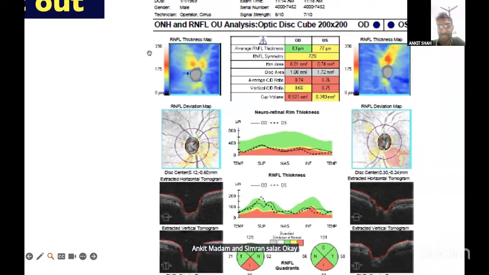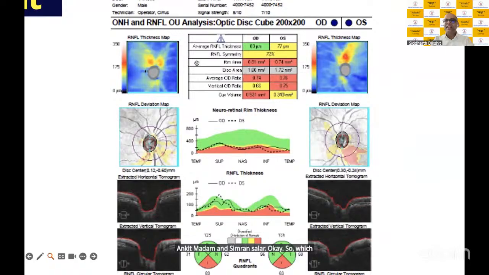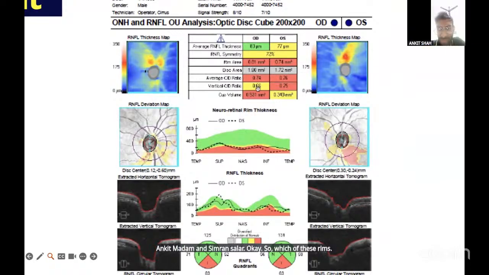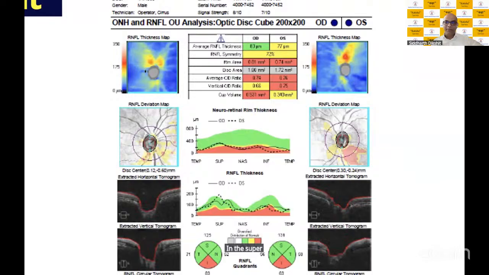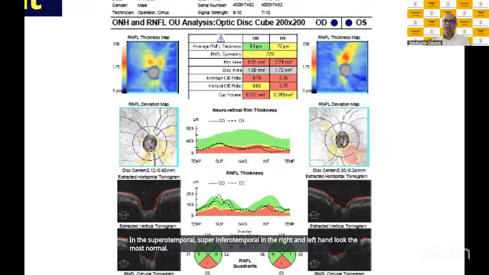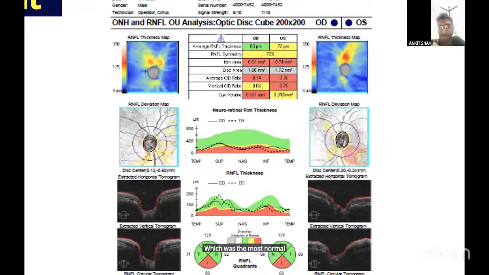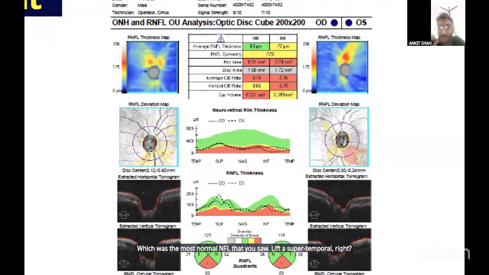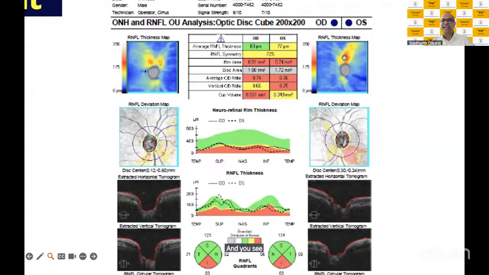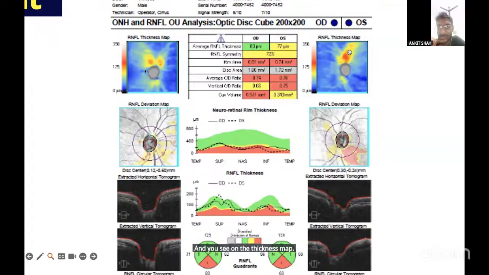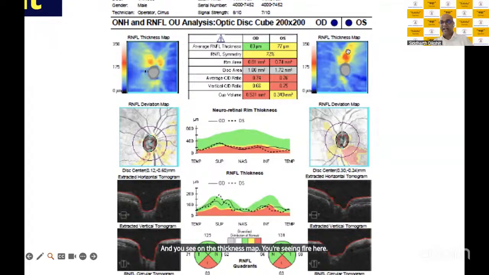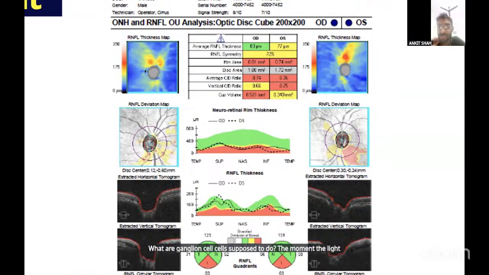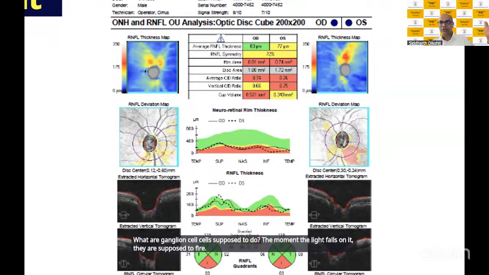Okay. So, which of the rims in the inferotemporal in the right and left eye look the most normal? Which was the most normal NFL that you saw? Left eye superotemporal, right? And you see on the thickness map, you are seeing fire here. What are ganglion cells supposed to do? The moment the light falls on it, they are supposed to fire a signal to the brain.